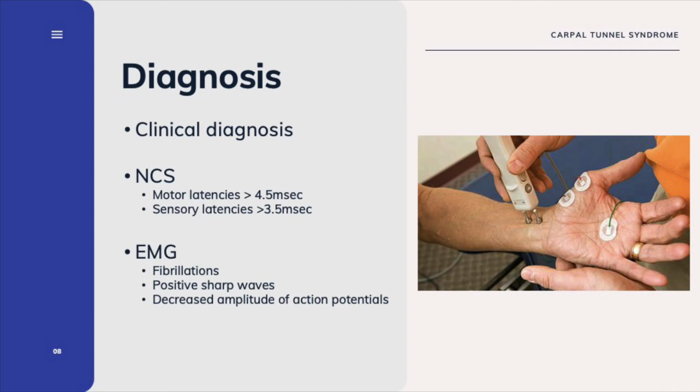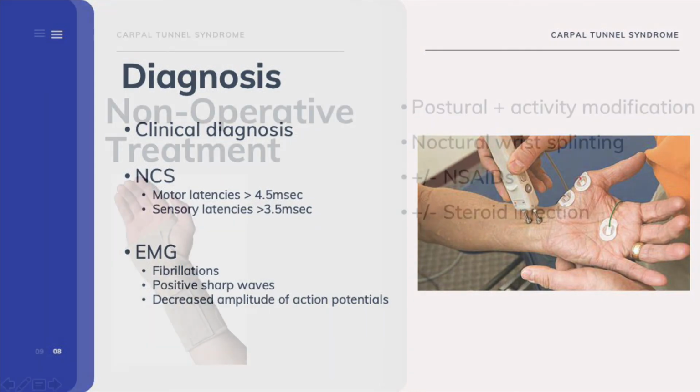Motor latency greater than 4.5 milliseconds and sensory latency greater than 3.5 milliseconds are characteristics of carpal tunnel syndrome. Electromyography can also be used to assess resting muscle activity and activity upon needle insertion, which may indicate early denervation or chronic muscle degeneration. It's also helpful to use during recovery to show reinnervation after carpal tunnel release.